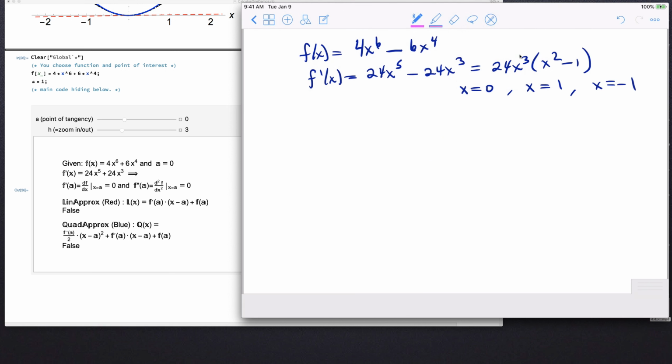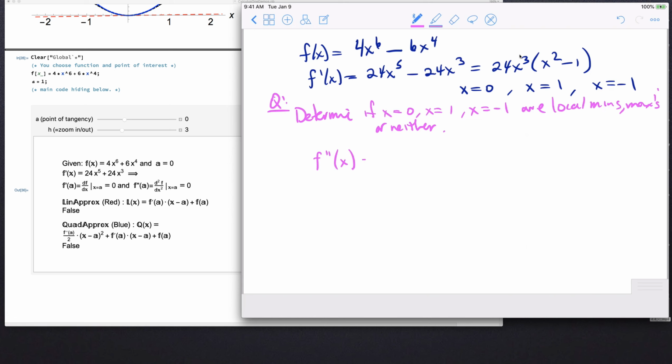So the question is to determine if x equals 0, x equals 1, and x equals -1 are local minimums. Are they maximums? Or are they neither of those options? Okay. Now we can see here f double prime of x. I'm going to try to see if any of the derivative tests will work. I always like to start with the second derivative test.